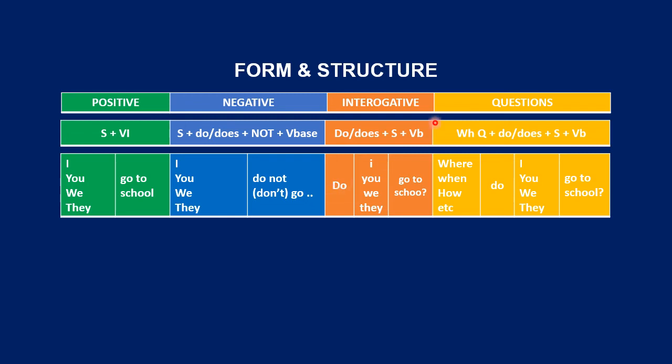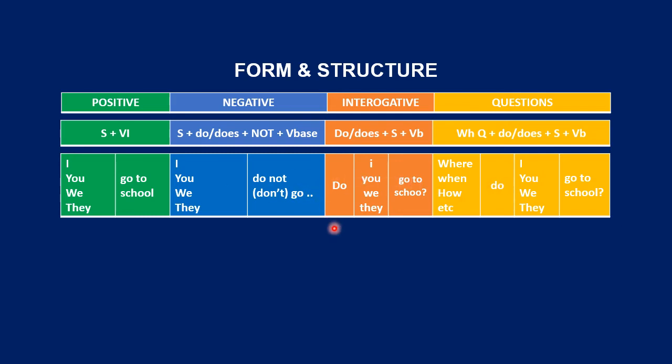strukturnya adalah do you, do we, do they. Do you go to school? Do we go to school? Do they go to school? Examples ya. Do I go to school? Example. Kalau question itu kata tanyanya dulu, question wordnya dulu, baru kemudian do-nya. Where do you go to school? When do you go to school? How do you go to school? Examples ya. Oke. Ya, ini tadi dengan do.